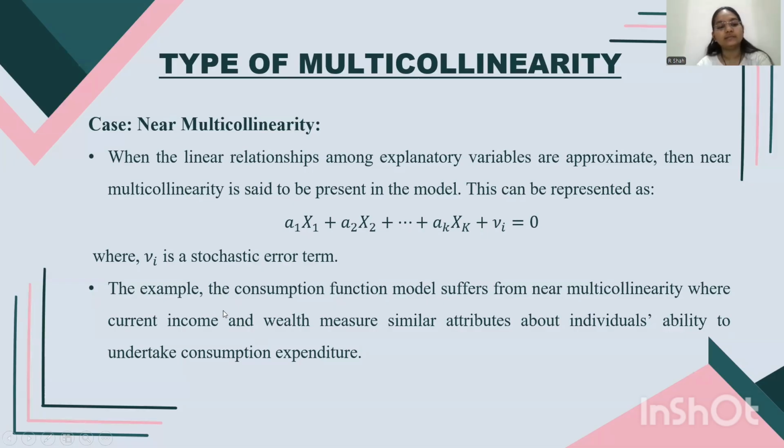For example, the consumption function model suffers from near multicollinearity, where current income and wealth measure similar attributes of individuals' ability to undertake consumption expenditure. Right. So individuals' ability attributes are affecting the wealth measures. So near multicollinearity is present.